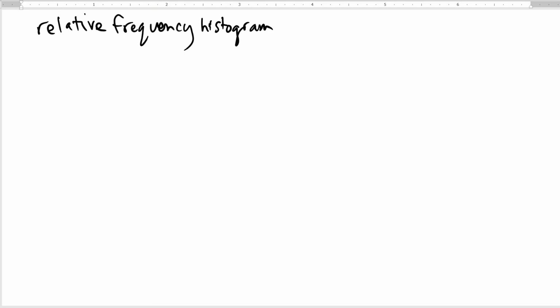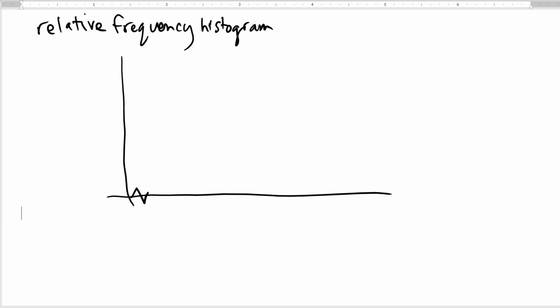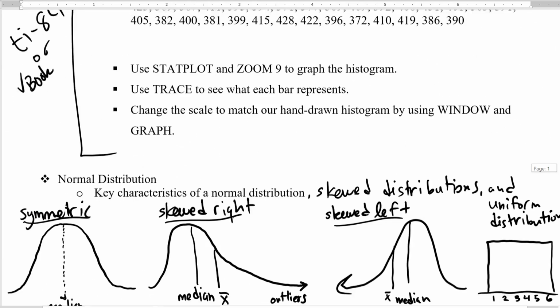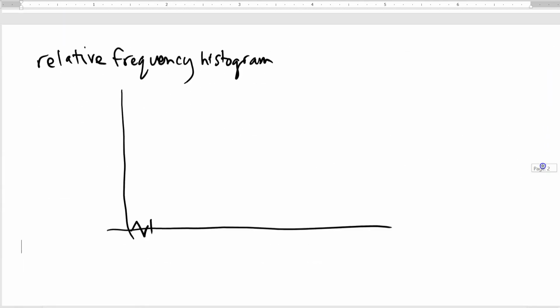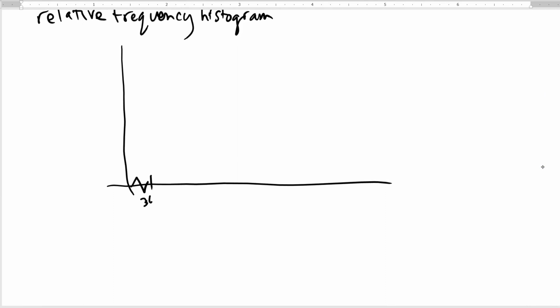Well, how would this be different? Here's the good news. The x-axis stays the same. It's going to be our categories. So we're going to shrink it. We're going to start at, I believe it was 360. Double check here. Yep. And go by tens. So 360, 370, 380, 390, 400, 410, 420, 430. I think we went to 440.